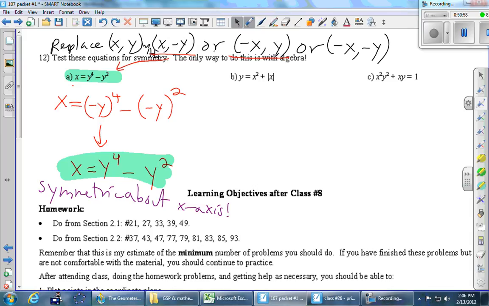If you replace y with negative y, will it stay the same as it is now? No, it's going to change. It will fundamentally change to negative y, and it'll just be different. So it seems like this is a good choice.